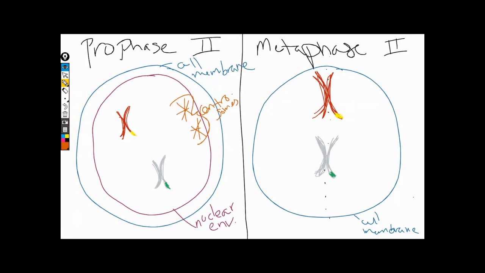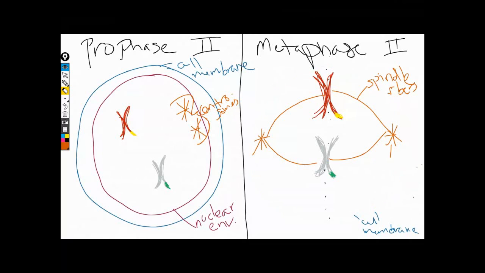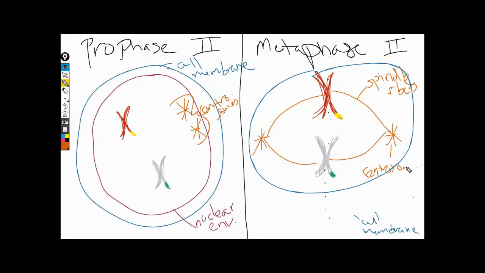I'm missing my centrosomes, my movers, which should also be attached by their spindle fibers. Let's put those in. Yeah, you get the idea.